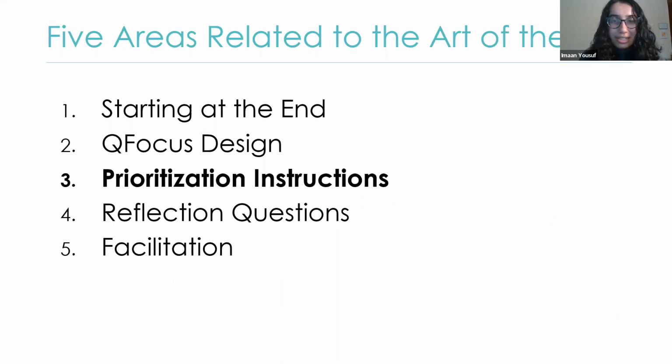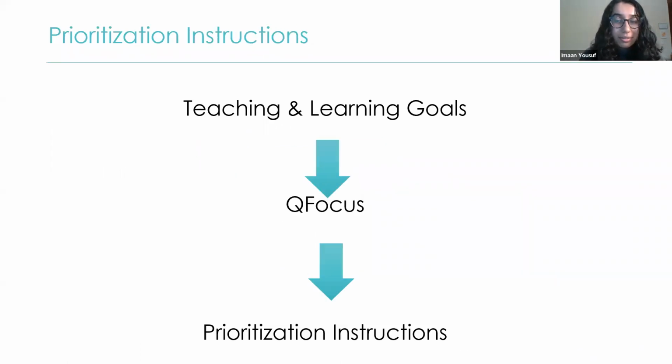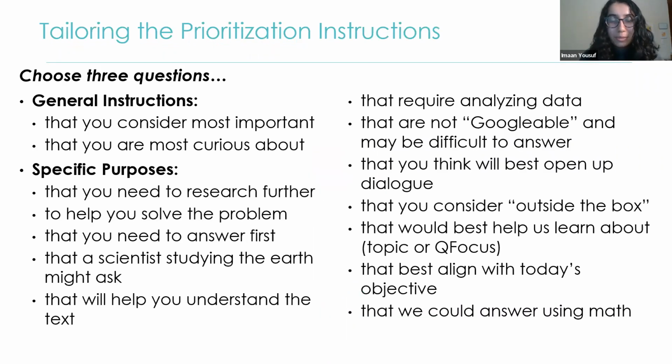Now we're going to talk about prioritization, which comes toward the end of the QFT process. But it is still a really important part of the QFT because it needs to align with both the Q focus you chose and your original teaching and learning objective. You might remember from our November session, when we took you through an experience in the QFT, the instructions we gave you were to choose the 3 questions that you consider the most important. But you could also ask for the 3 that you're most curious about. Those are what we call the standard general starter instructions.